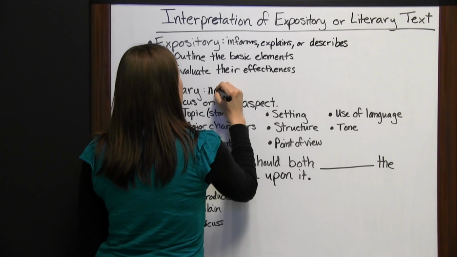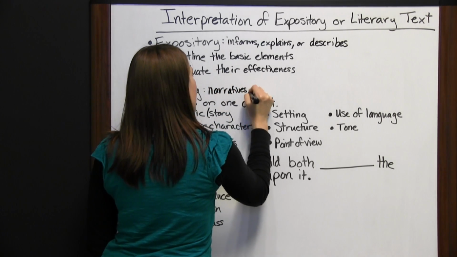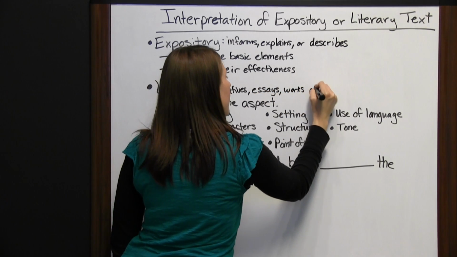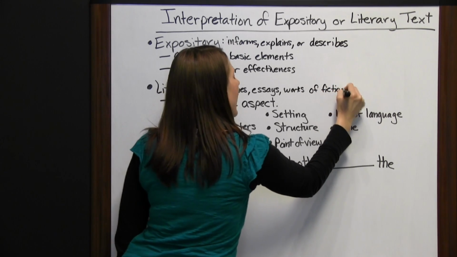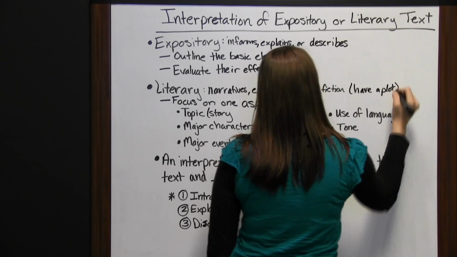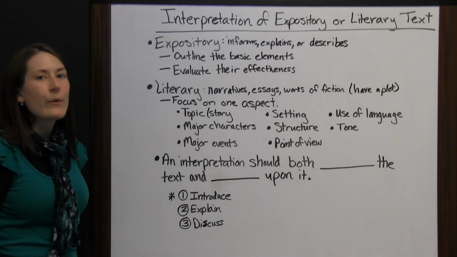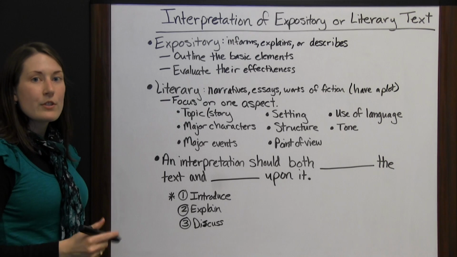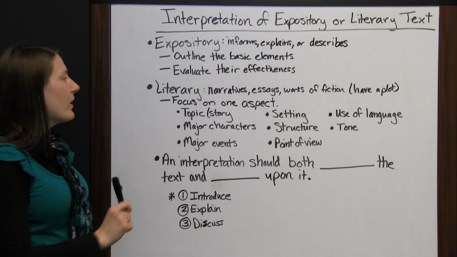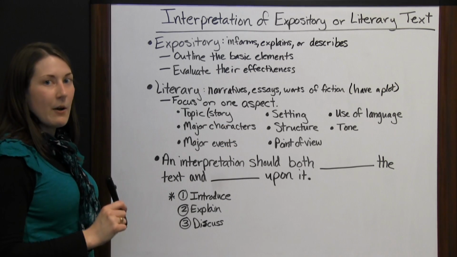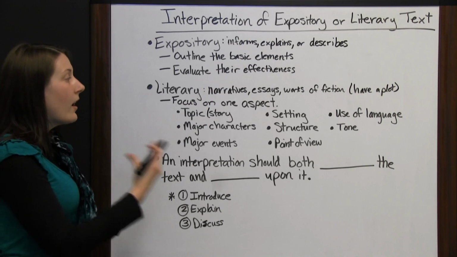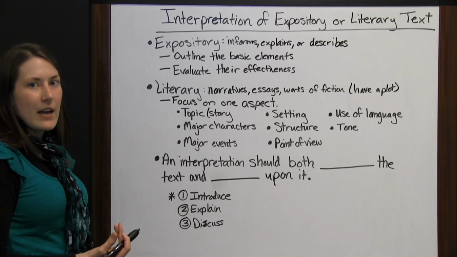Literary works are going to be your narratives, essays, works of fiction. These are going to have a plot. There's going to be more that you will have to go through, and because there will be so much more to the literary works, you want to focus on just one aspect to give your interpretation. You don't want to try to cover all of the elements because that would be too much and you wouldn't really get to put your personal interpretation on all of the different aspects of that work.